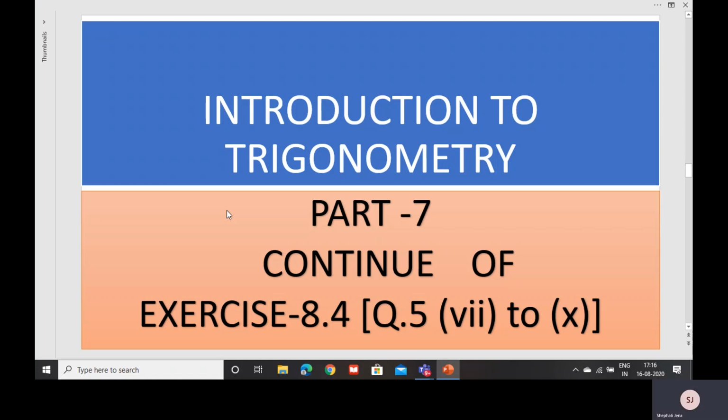Part 7, continuation of exercise 8.4, question number 5, 7th sub-question to 10th sub-question. Now you should write the 7th sub-question.